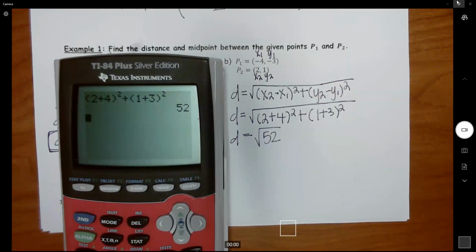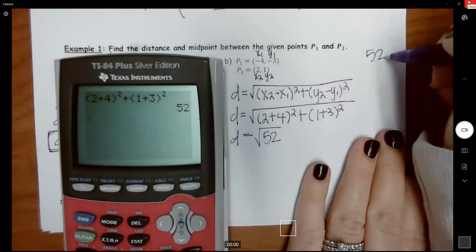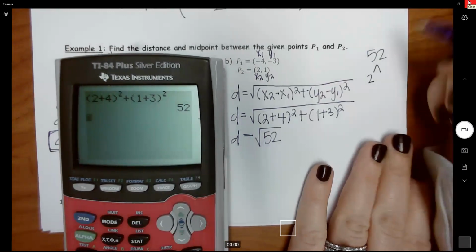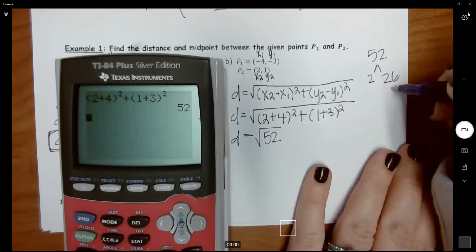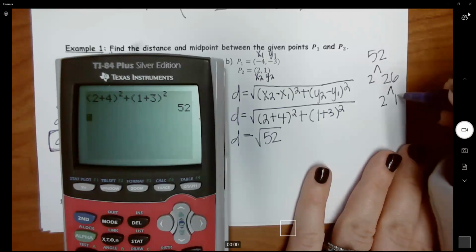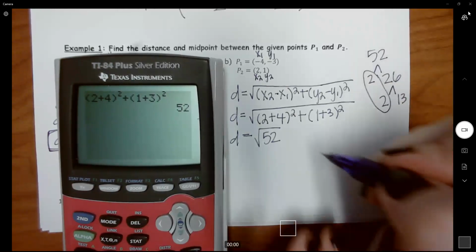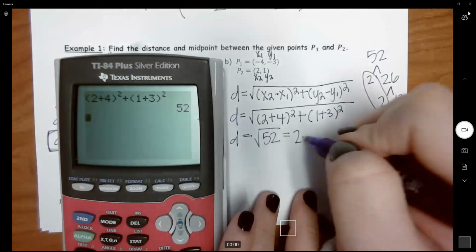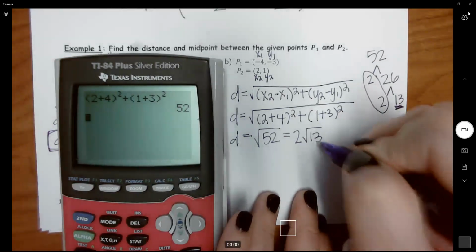Now 52 isn't as nice to us as 97, so we can simplify. 52, I know it's at least even, so I can divide it by 2, which is 26. It's also even, divide by 2, and that gives me 13. My pair of 2's come out. And this 13 is lonely and stays inside.